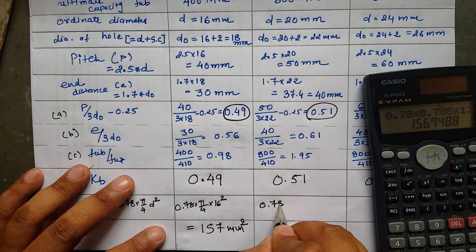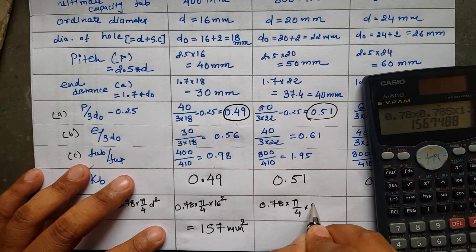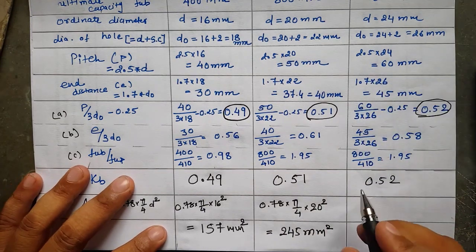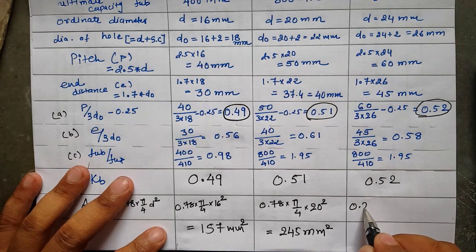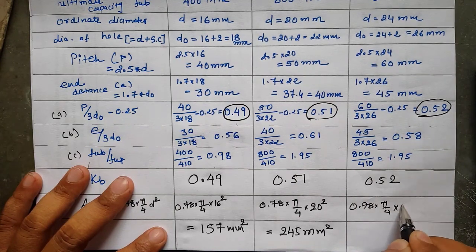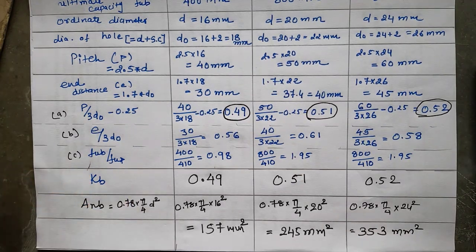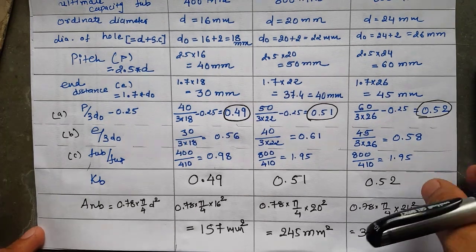Now the next value is 0.78 π/4 D², which is equal to 245 mm², as well as for the M24 grade bolt, 0.78 π/4 × 24², it is 353 mm². Now see, these values are used in the calculation of shear capacity as well as bearing capacity. So let us calculate both values, shear capacity as well as bearing capacity.